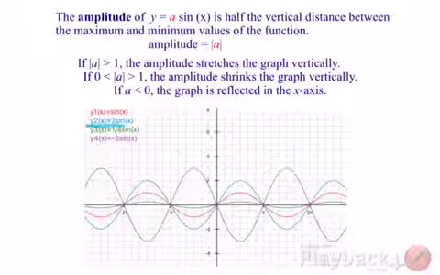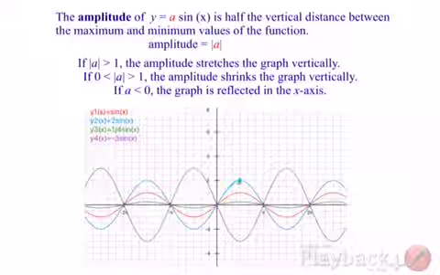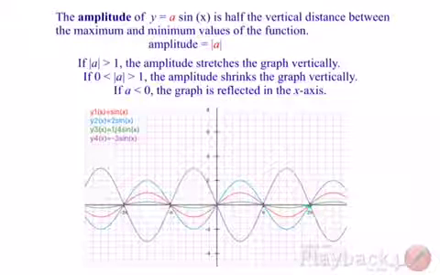If I look at the blue graph, it says it's 2 sine x, which means it's going to be stretched vertically. As we can see, it now goes up to a max of 2 as opposed to 1, and down to a min of -2. So it's going up 2 and down 2, so it's stretched vertically. It still has the same period, 2 pi.